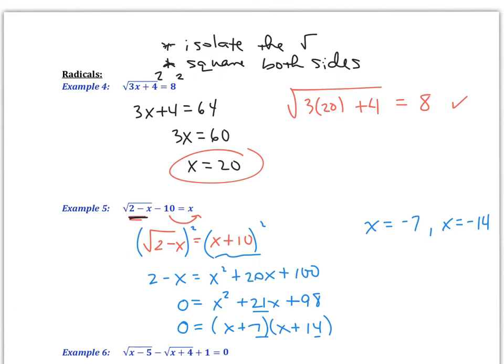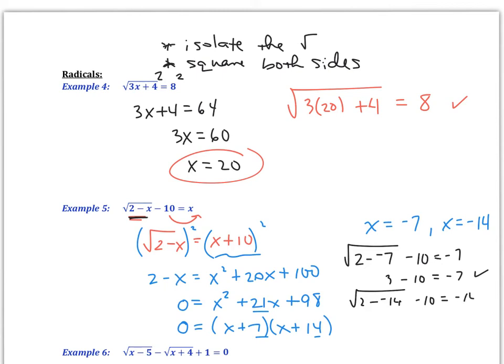So in the very first one, we would have the square root of 2 minus a negative 7, which is 9, minus 10 would have to equal negative 7. So the square root of 9 is 3, minus 10 equals negative 7. Check. If I plug it into the second one, the square root of 2 minus negative 14, minus 10 equals negative 14.